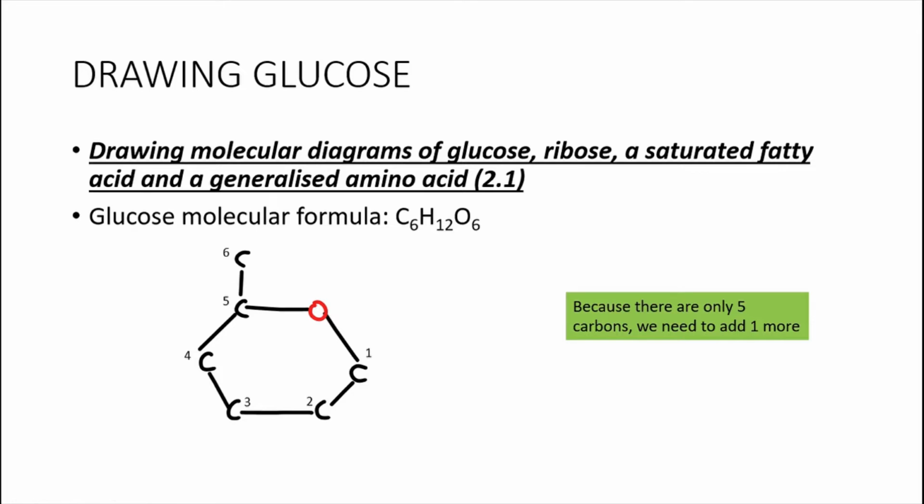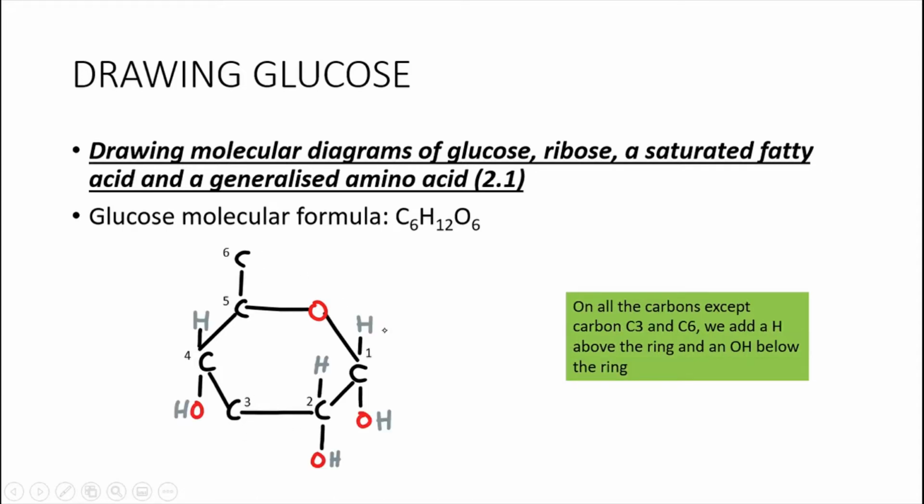The next step is we add hydrogens and OHs, or hydroxyl groups, to our carbons. We add these to all our carbons except carbons 3, 5, and 6. So we put an H above the carbon and an OH below the carbon for carbons 1, 2, and 4. Remember, we put an H on the top, an OH on the bottom, an H on the top, an OH on the bottom, and same here, H on the top and OH on the bottom. And once again, this is for all our carbons except carbons 3, 5, and 6.